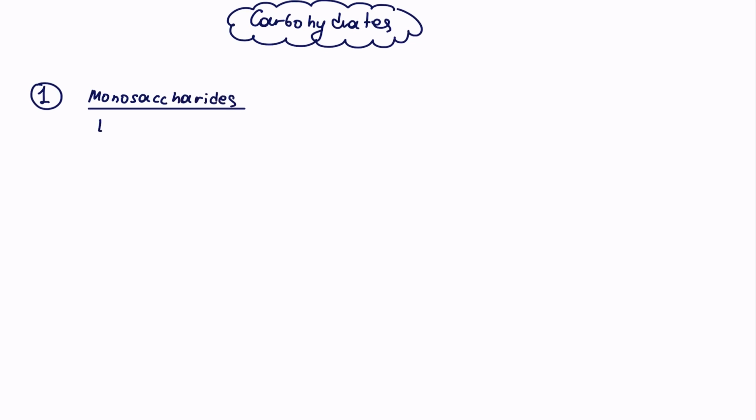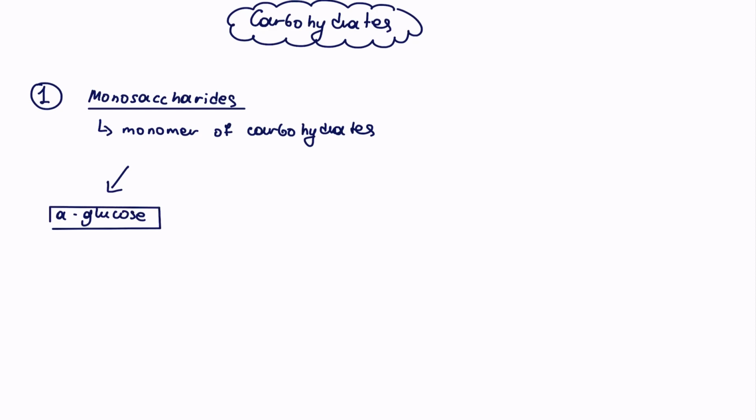So let's start with monosaccharides. Monosaccharides are the monomers of carbohydrates. In the next video, I'm going to discuss the polymers of carbohydrates, but in this one, we're going to just focus on monosaccharides. There are a few monosaccharides that you need to know for your course. Always check your specification, but I'm going to go through the general ones that are pretty much in every spec, but always double check.